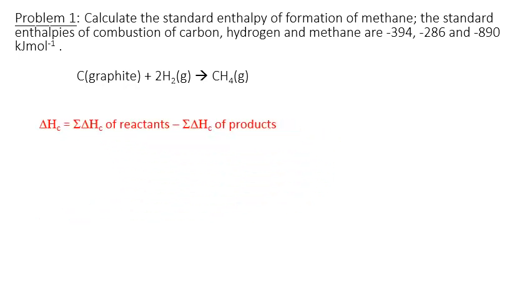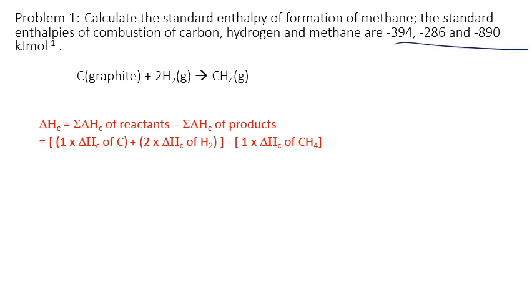So the change in enthalpy will, of course, be the sum of the enthalpy of combustion of reactants minus the sum of the enthalpy of combustion of the products. So you basically just plug the numbers in from the question. So it'll be 1 times delta HC of carbon, 2 times delta HC of hydrogen, because you've got 2 hydrogens, and minus 1 times delta HC of CH4 or methane. So you bang the numbers in, and you should get an answer of minus 76 kilojoules per mole. Good, it's negative, as you'd expect.